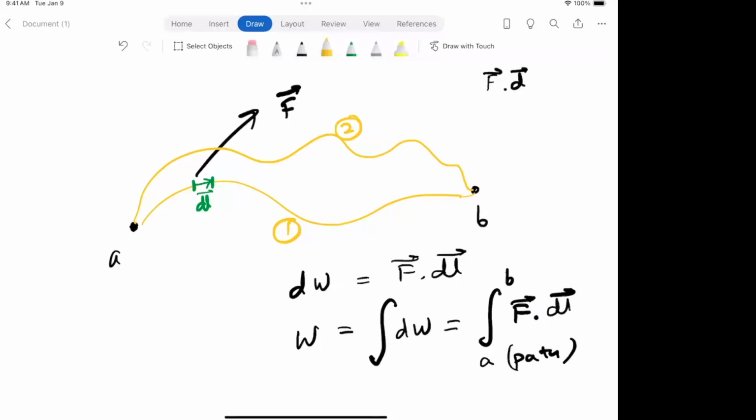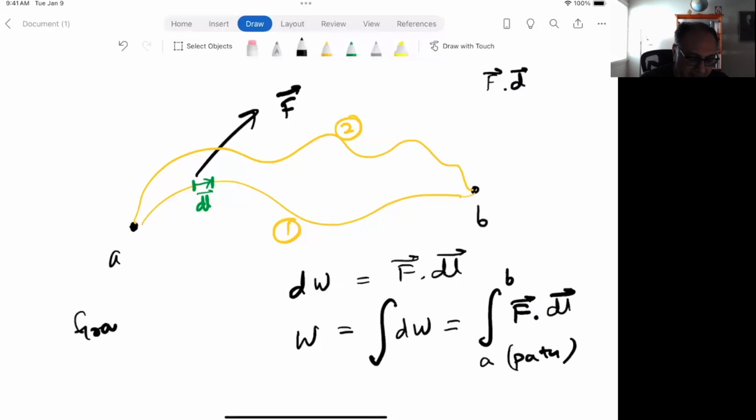Gravity. Yes, very good. And what was the other one? Spring force. Yes, exactly. Gravity and the spring force given by Hooke's law. These were the two conservative forces that we saw in physics 1.